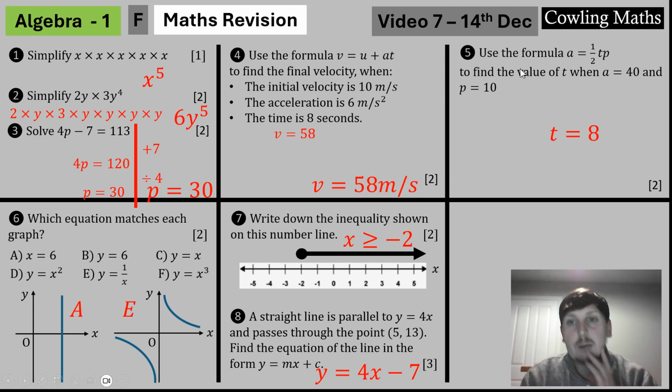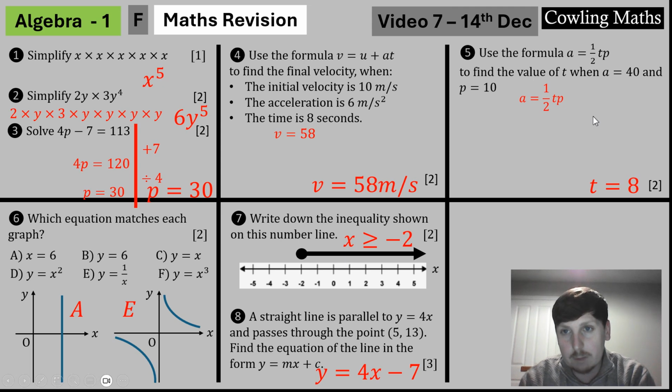Question 5 says to use the formula a equals a half tp to find the value of t when a is 40 and p is 10. The final answer is going to be 8. Well, let's talk about how we do that then. So starting with the formula from the question, it says to find the value of t, so we want to find t over here, when a is 40 and p is 10.